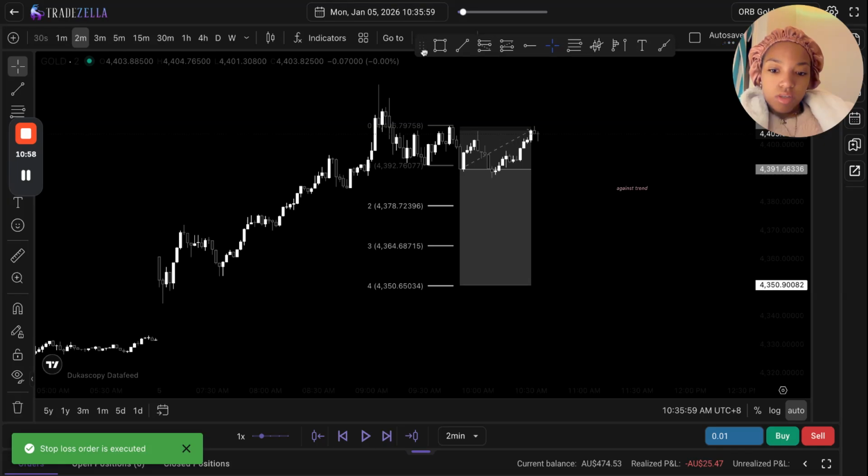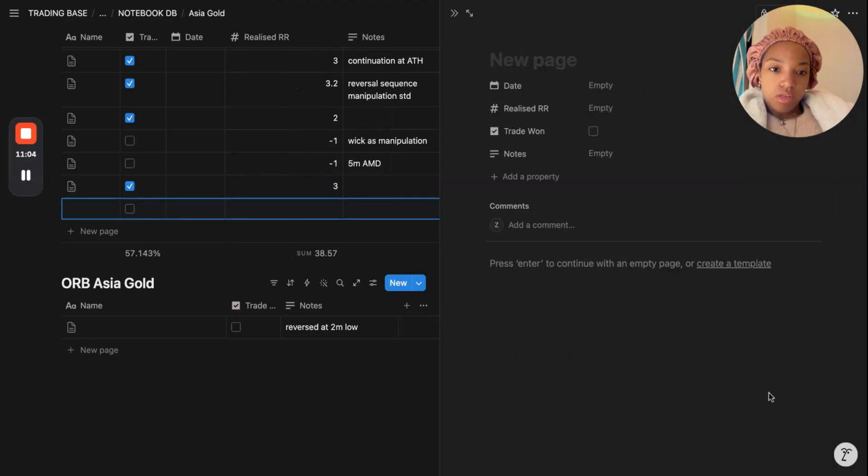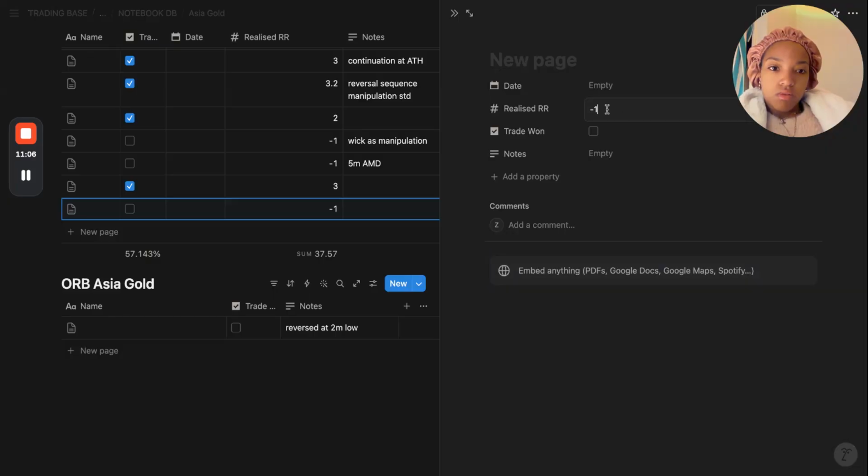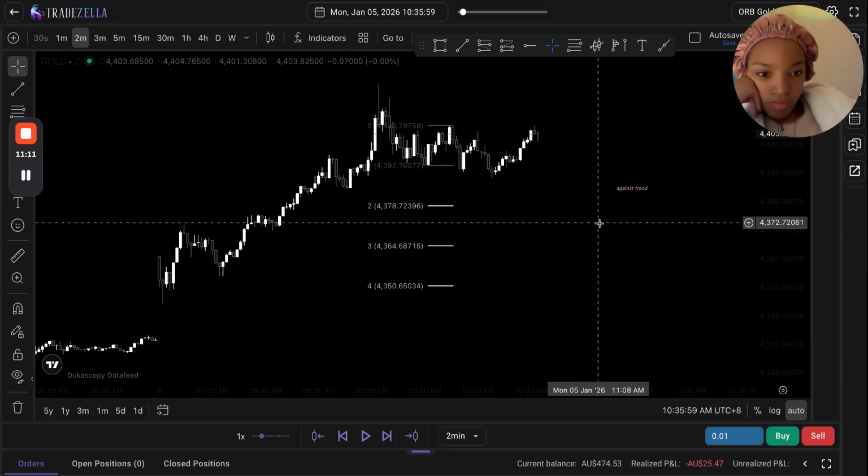I'll still put it in my data because there's going to be times where I make mistakes, so I want to make sure I'm accounting for those times in my data. It was the highest -1. Alright.